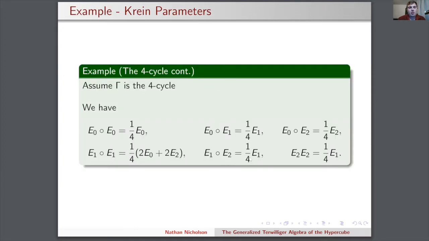Now, in our example of the 4-cycle, we have the following. So you can look at, say, E1 circle E1. That 1/4 is the cardinality of X to the -1 out front. And then inside, you could see, for instance, that p^1_11 star is equal to 2.